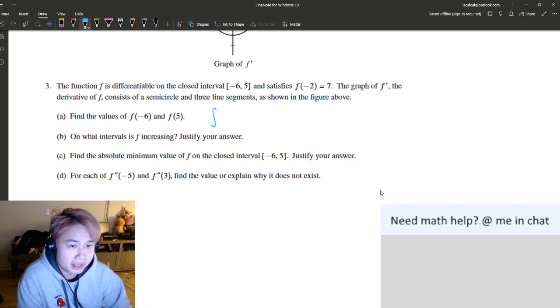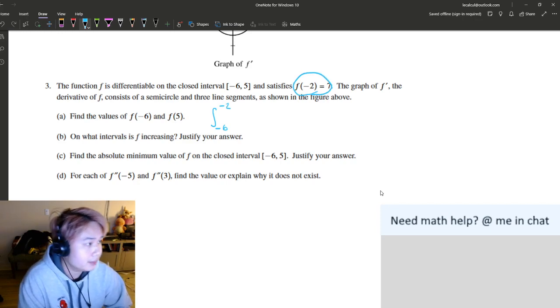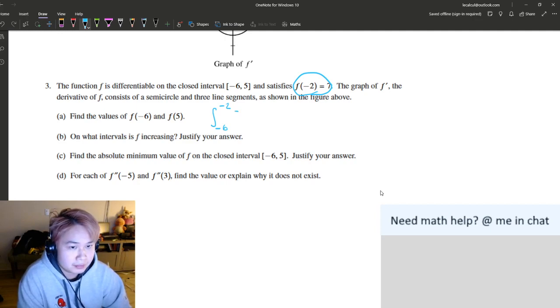And if I take the integral from negative 6 to negative 2, and the reason why I'm using negative 2 is because I know the value of f at negative 2.